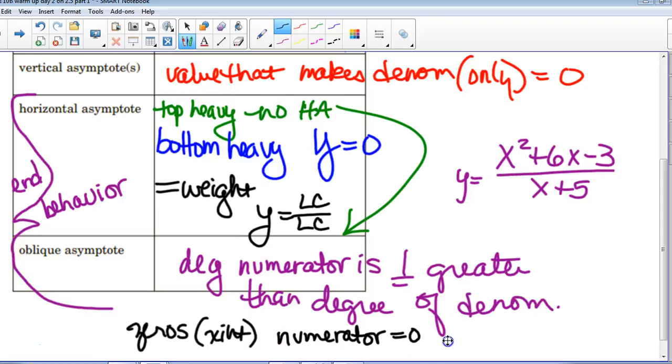There can't be a hole there, right? So you can cancel the whole business before you do the numerator equal to 0 thing. And then how do you find the y-intercepts? Yep, you put in x equals 0. All right, and all that is right on the gold sheet, right?